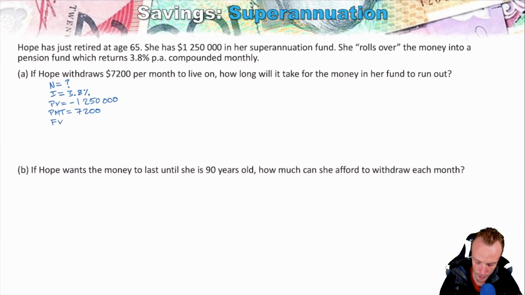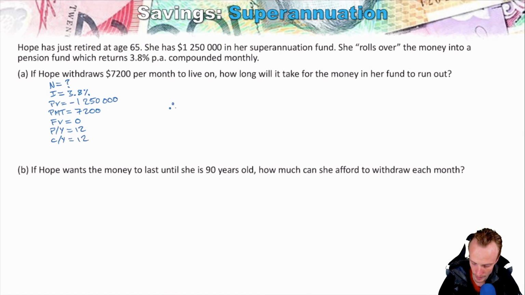Your future value is going to be 0 because we're going to assume that we're doing this until the money runs out. We want to know how long it is going to take before there's nothing in the account. So now we're looking at the PY. How often is she withdrawing this? She's withdrawing it monthly, so that'll be 12. And the CY, how often is it compounding? Also monthly. These won't always match, so just be very careful of that.